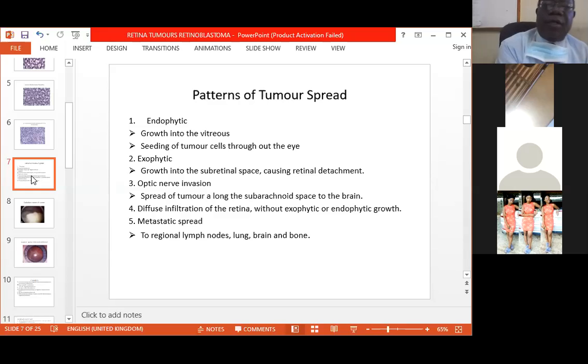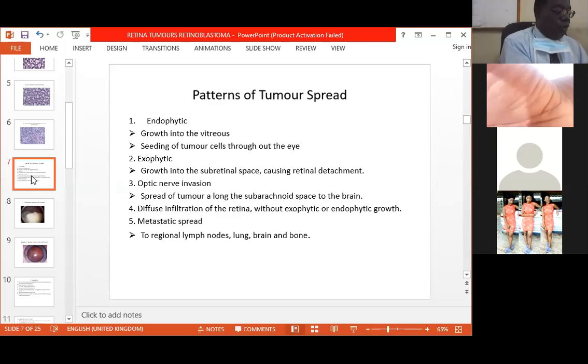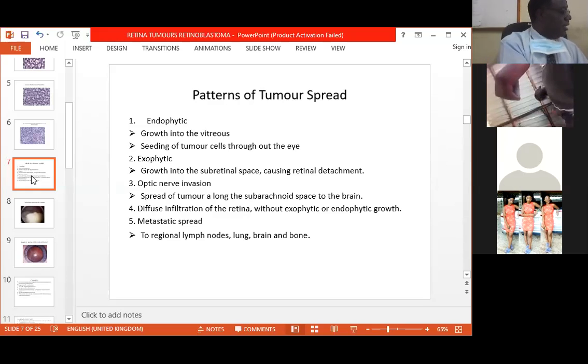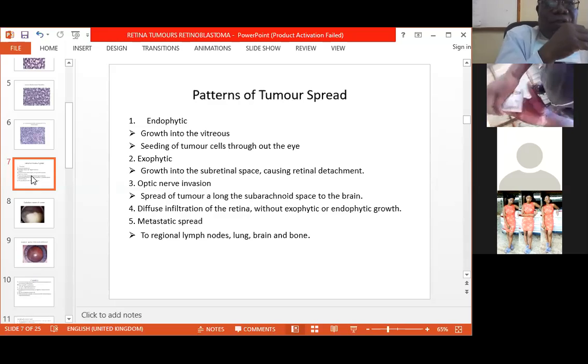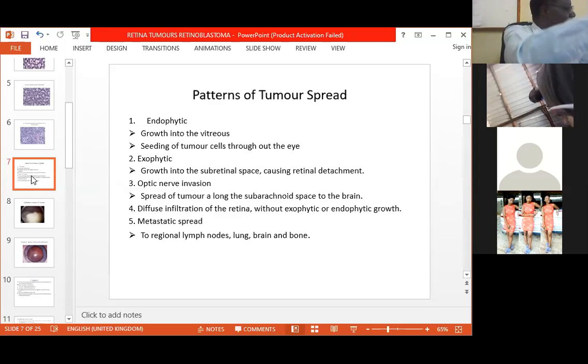Patterns of tumor spread. There is what is called endophytic, where there is growth into the vitreous. You know that the whole eyeball, inside you've got the vitreous, then around the vitreous there is the retina. So when you say growth into the vitreous, it means the whole tumor mass is coming into that empty space.